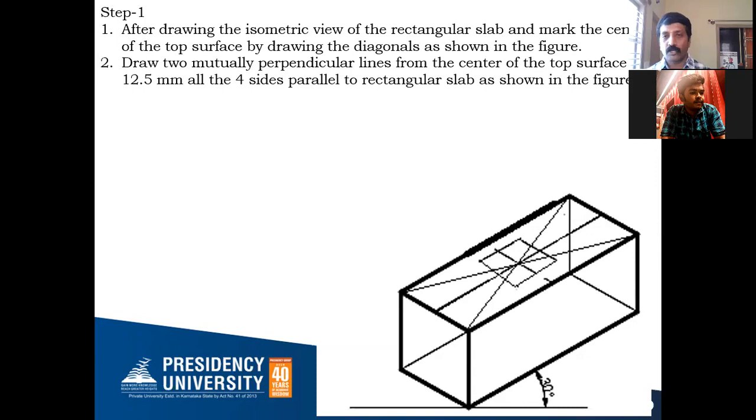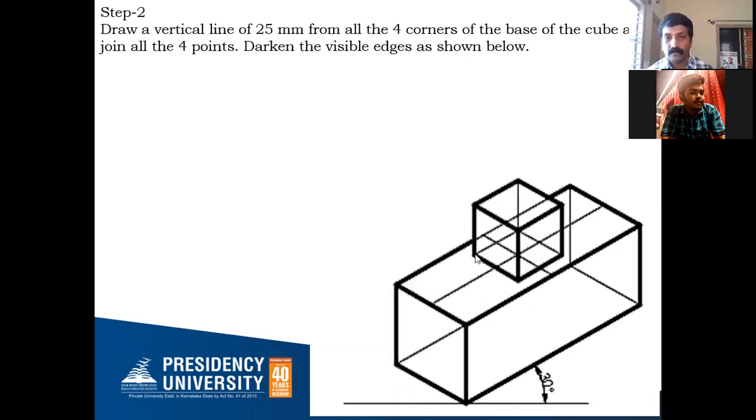So what is the height of your cube? It is isometric 25 only. So from all these 4 points, 1, 2, 3, 4 points, you draw a vertical line which is equal to isometric 25. How to draw it? Like this. See? Draw the vertical line which is equal to 25 millimeter, that is isometric 25 millimeter. Once you get those vertical lines, you join them.